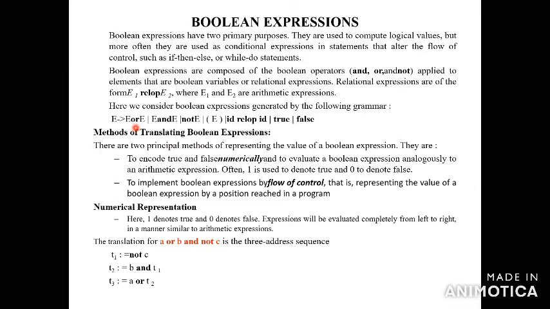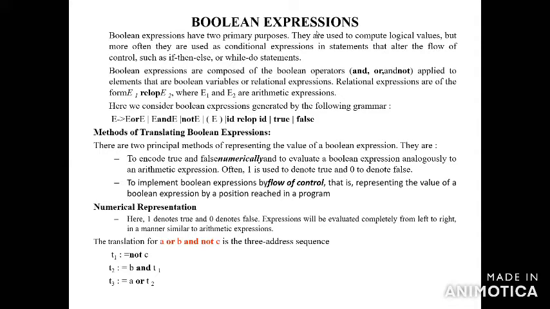Here you can write or operator, and operator, not operator. Then bracket of E. Then ID relational operator ID. ID means any identifier. E, T, F, any type of identifier you can write. Relational operator means less than, less than or equal, greater than or equal, not equal. Then true and false. True is indicated by 1, false is indicated by 0. So this is a Boolean expression you have to write for the given grammar.